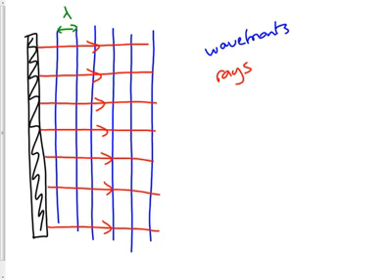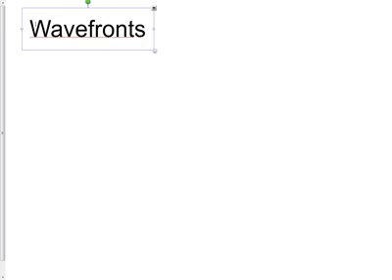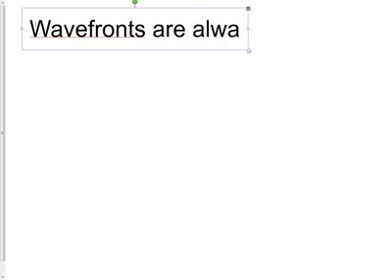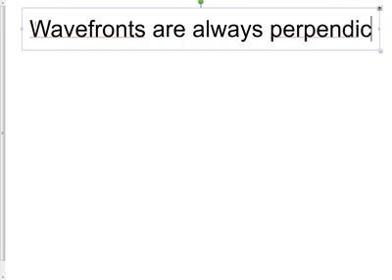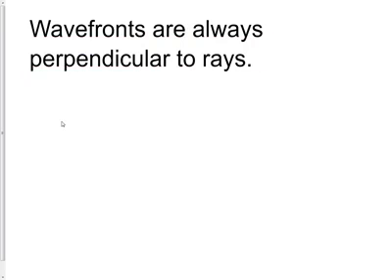Everywhere where a ray crosses a wave front, that's at 90 degrees. Same here. Anywhere where a ray crosses a wave front, it's at 90 degrees. So that's one of the key things, which if you're making notes, I'd write that down. Okay, so wave fronts are always perpendicular to rays. Full stop. Okay.